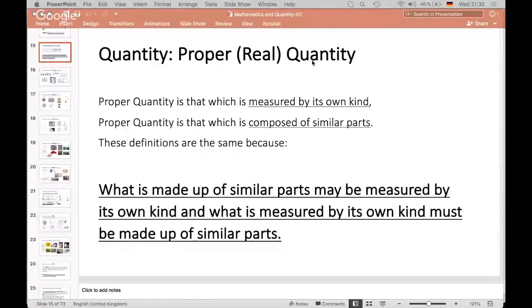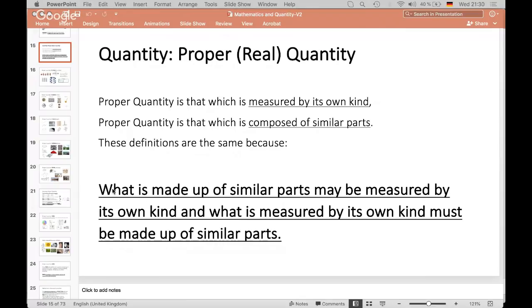the definition of mathematics being basically a doctrine about how to measure the quantities of things, right? I just maybe want to share my screen one more time because I feel this is very important, to understand what a real quantity is. Quantity is something that you can actually measure, but it has to be measured by its own kind, and it has to be made of similar parts. This is a definition that I like, that is very simple: what is made up of similar parts may be measured by its own kind, and what is measured by its own kind must be made up of similar parts.